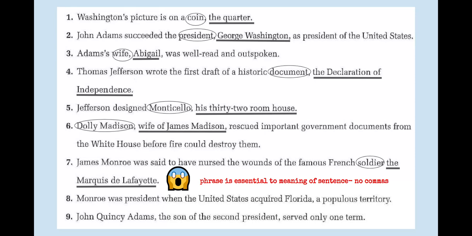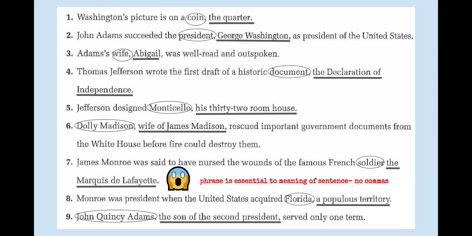Moving on to number 8, Monroe was president when the United States acquired Florida, a populous territory. A populous territory is our appositive phrase, and it's adding more information to our noun, Florida. Number 9, John Quincy Adams, the son of the second president, served only 1 term. The son of the second president is our appositive phrase, adding more information to our noun, John Quincy Adams.